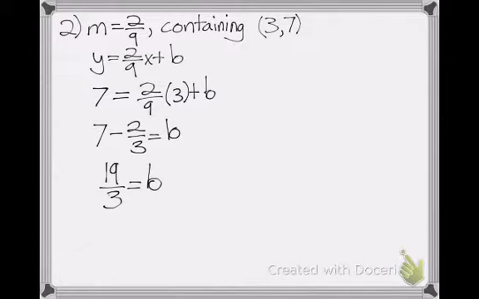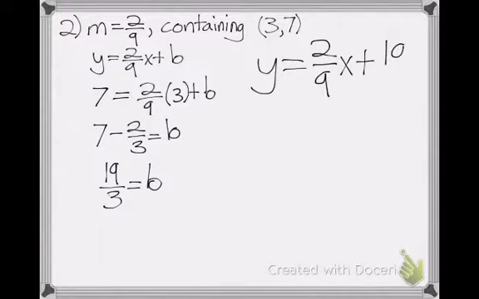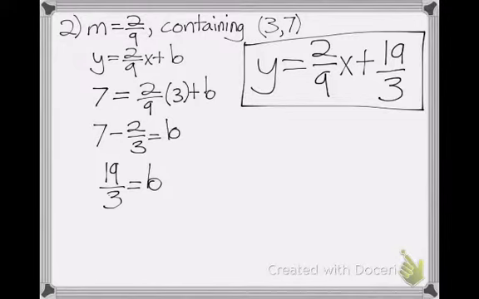So we go back and take this value that we just found for b, and plug it back into this equation here. What we end up with in the end is y equals 2/9 x plus 19/3. That's the equation of the line that we're after in slope-intercept form.